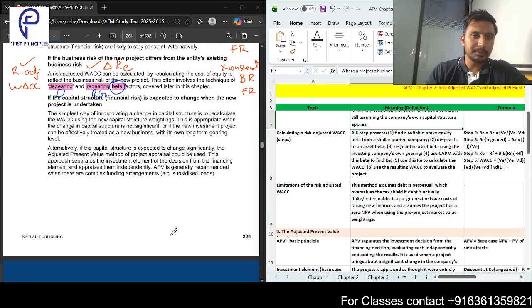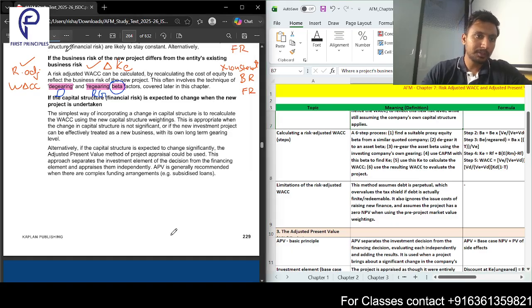The capital structure is expected to change when the new project is undertaken. The simplest way of incorporating the change in the capital structure is to recalculate the WACC using the new capital structure. This is appropriate when the change in capital structure is not significant. Alternatively, if the capital structure is changing significantly, then the APV should be used.